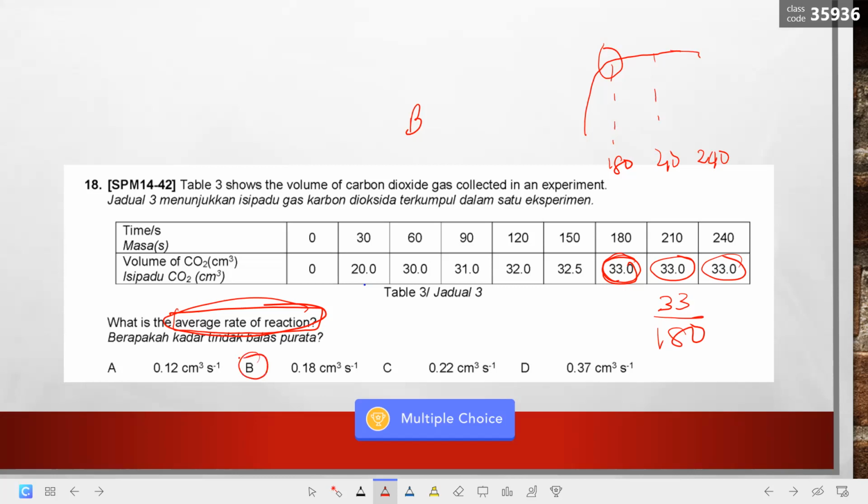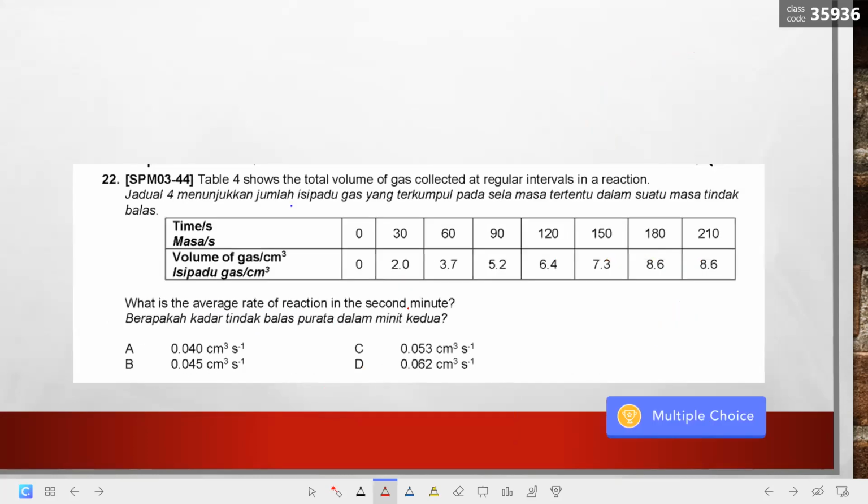Okay, yes. So just now Durga mentioned the answer. The answer is B. Correct. Now do you know how to do this kind of question? Yes, sir. Okay, next. Read the question.